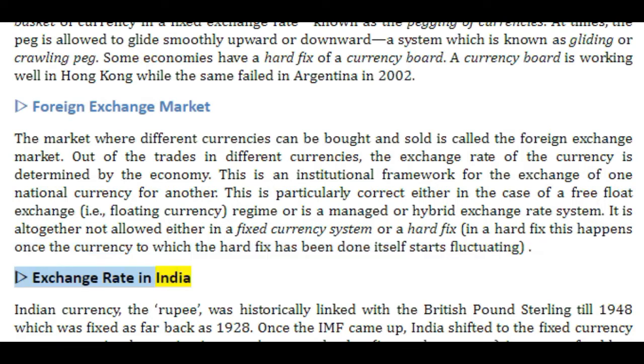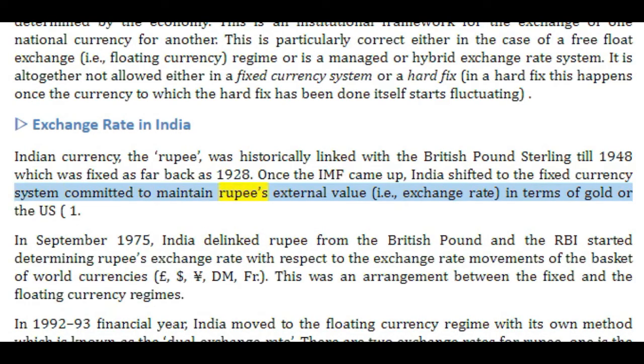Exchange rate in India. The Indian currency, the rupee, was historically linked with the British pound sterling till 1948, which was fixed as far back as 1928. Once the IMF came up, India shifted to the fixed currency system, committed to maintain the rupee's external value, i.e., exchange rate, in terms of gold or the US dollar.